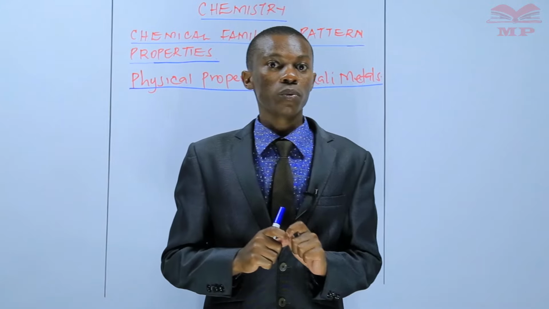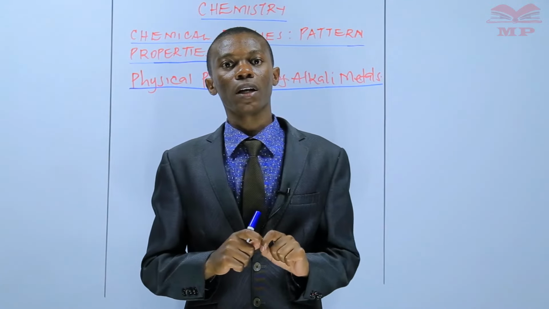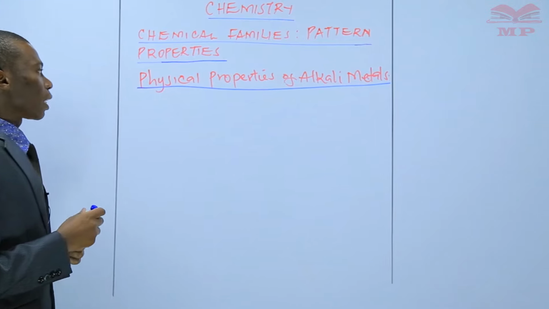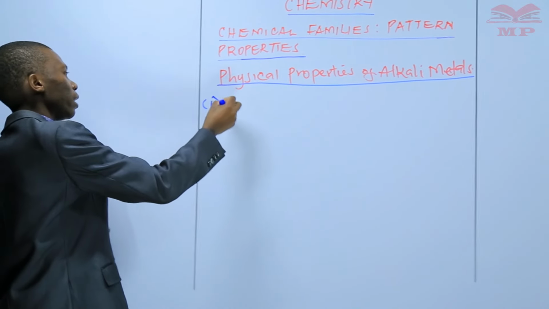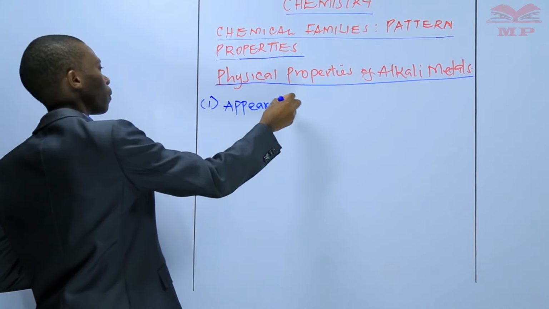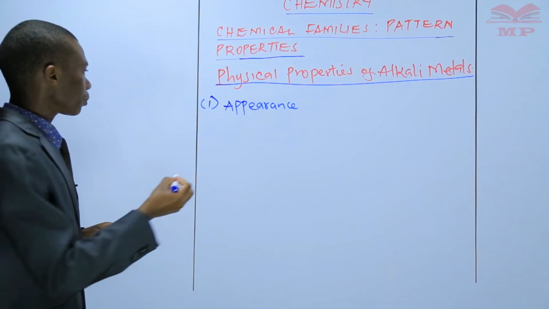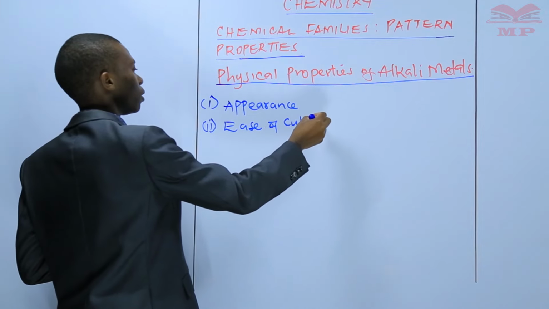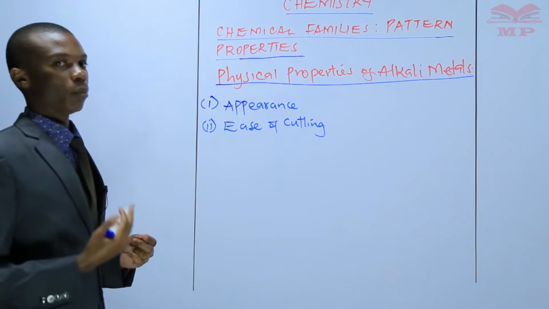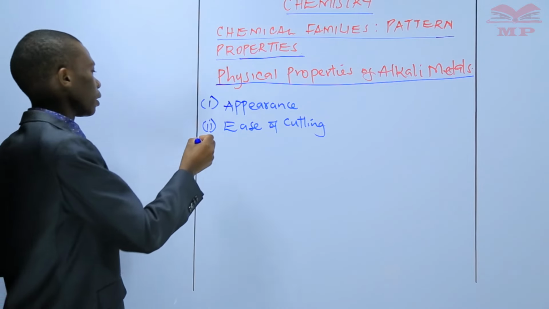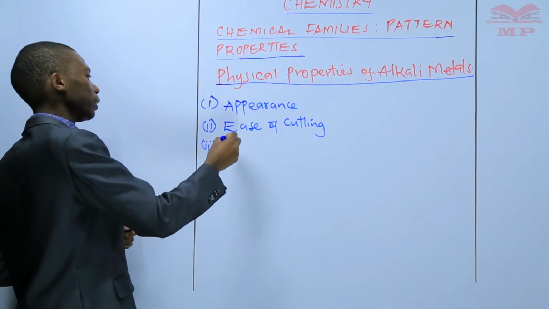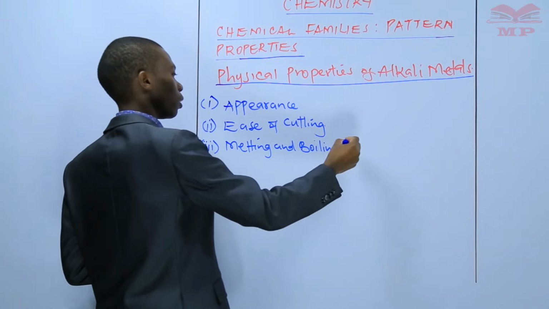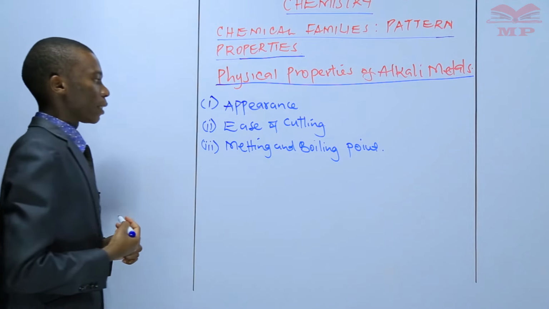In this lesson, we are going to discuss the physical properties of alkali metals. The physical properties we are going to discuss are, one, the appearance. How do alkali metals appear? Second is the ease of cutting. How is the ability of cutting alkali metals? Third is melting and boiling points.